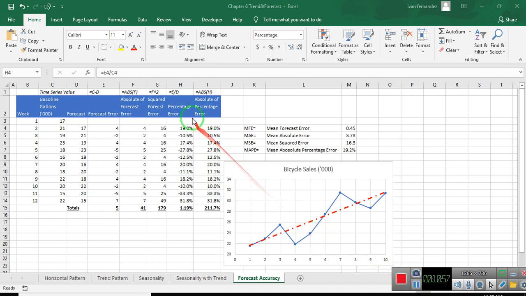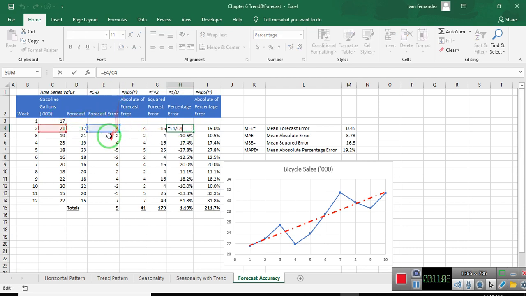To do that, you're going to take column E, which is your forecasted error, and you're going to divide it by how much the actual was at the time. So E4 divided by C4, 19. That means that you were 19% off.